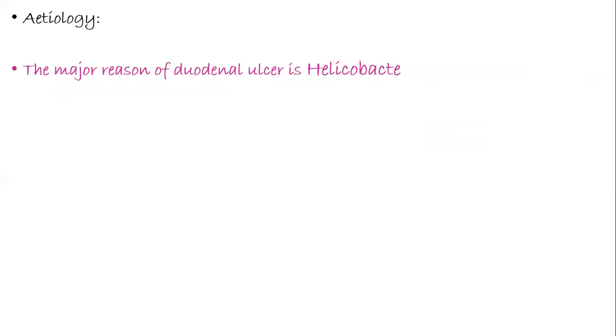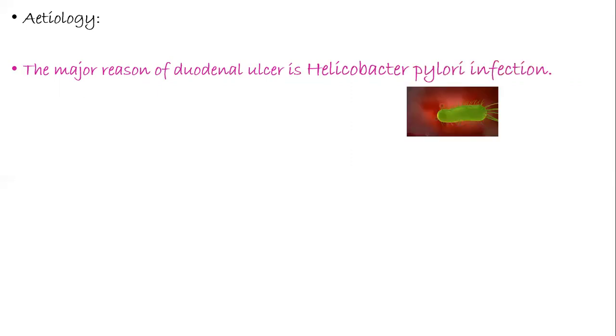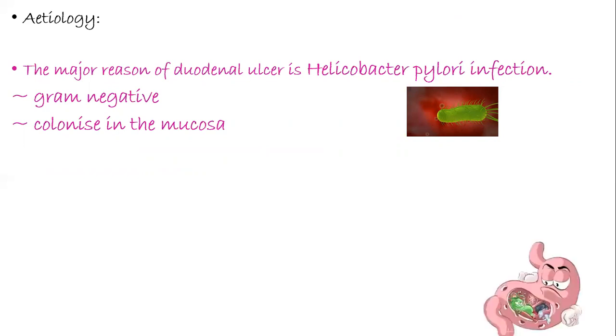The major reason for duodenal ulcer is Helicobacter pylori infection. Helicobacter is a gram-negative bacteria, and it colonizes in the mucosa. Gastric ulcer cannot occur due to Helicobacter pylori, because this bacteria cannot survive in the highly acidic environment of the stomach. It gets degraded. So Helicobacter pylori infection causes duodenal ulcers, and this is one of the major reasons.